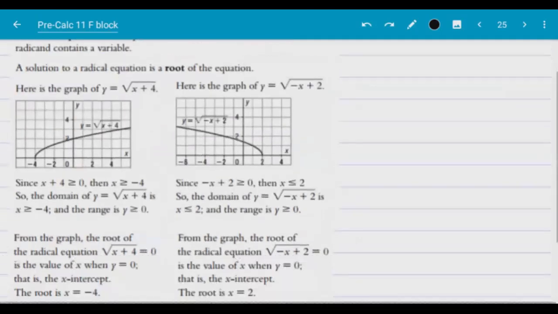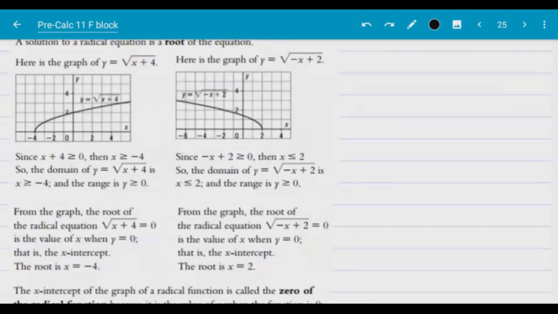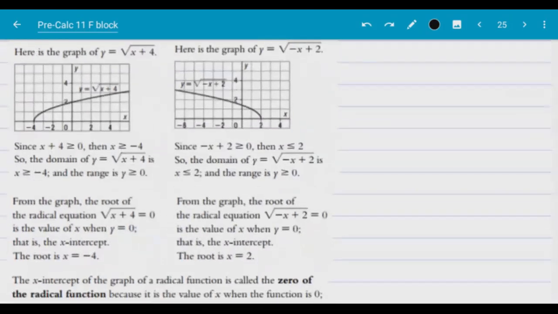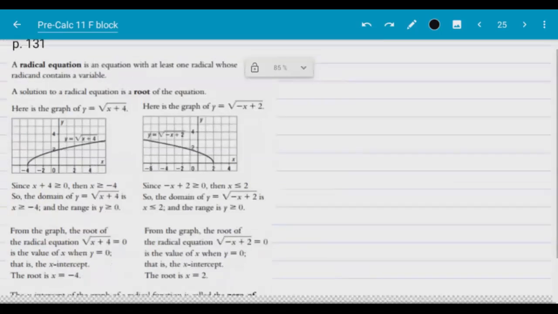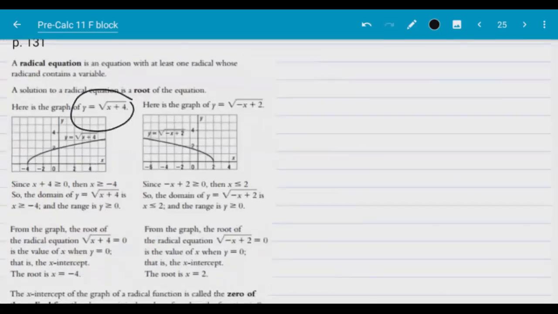So just read through this in here. If you are going to be looking at this one, which has this graph, if the question is, what is the root of this equation? So how do you compare it to this one? Instead of y equals root of x plus 4, it becomes root of x plus 4 is 0. The root is the x-intercept, right? Same goes for the next one.